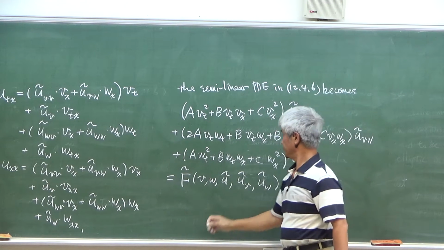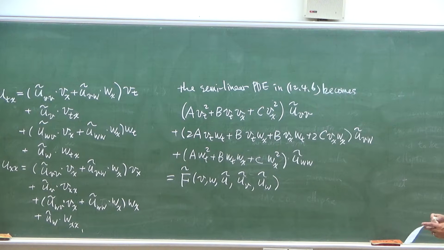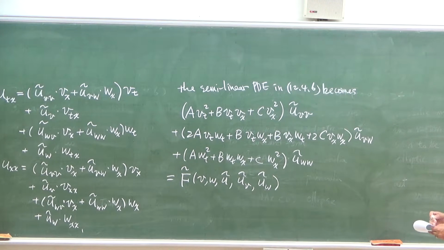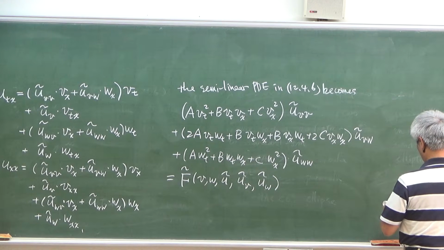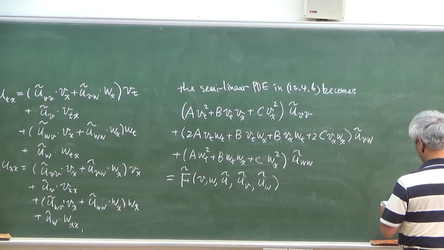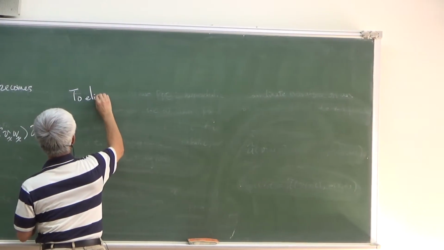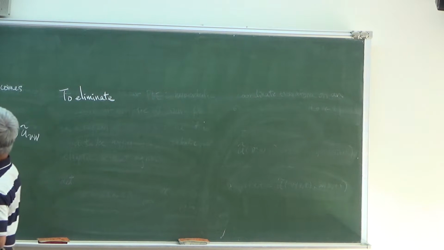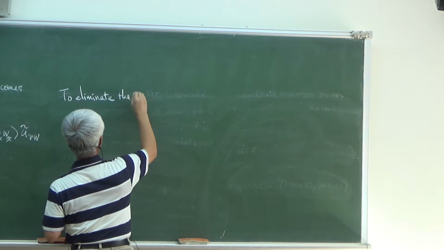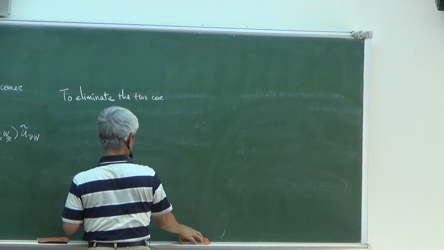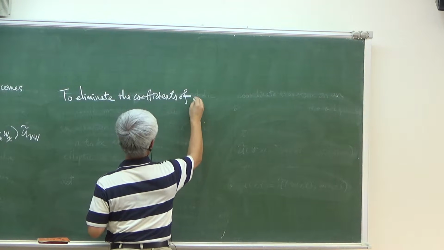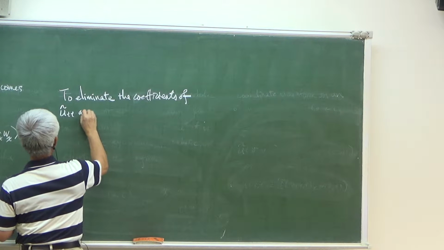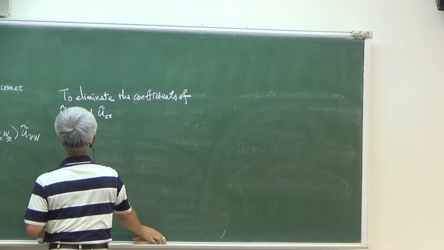Okay, so now, all right, to eliminate the two coefficients of U tilde TT and U tilde XX, we consider V and W.